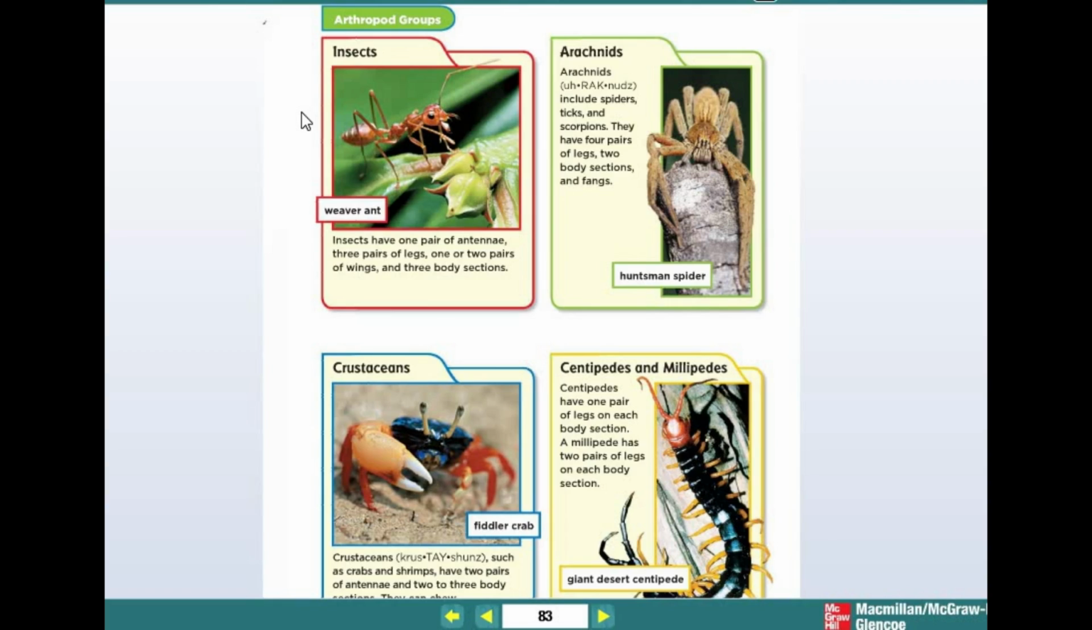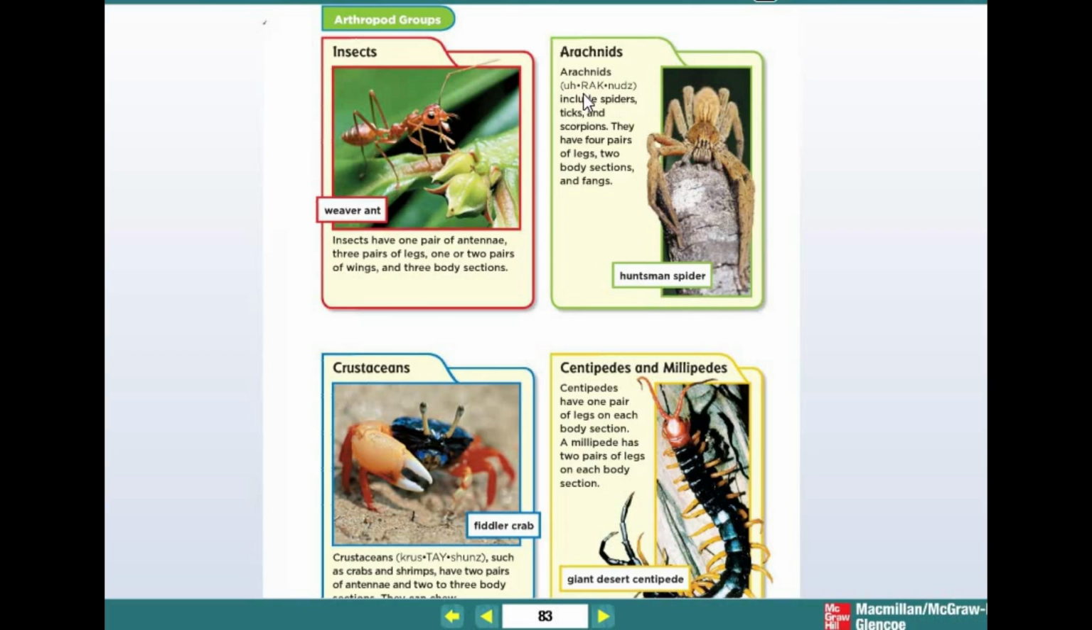We have 4 or 5 groups for the arthropods: insects, arachnids, crustaceans, centipedes, and millipedes. Again, 4 or 5, because some scientists put the centipedes in one group and the millipedes in another group. Insects, arachnids, crustaceans, centipedes, and millipedes. And some of my students like to say it like that, centipedes and millipedes, and so do I.